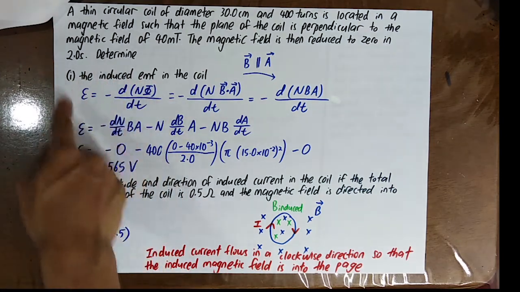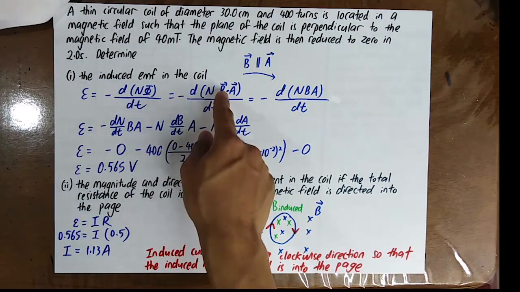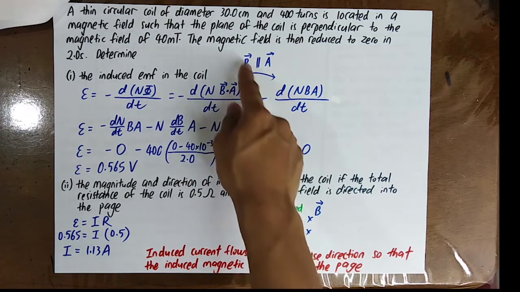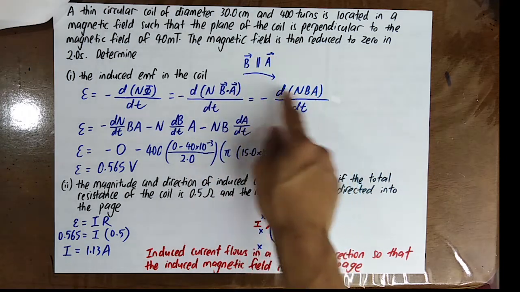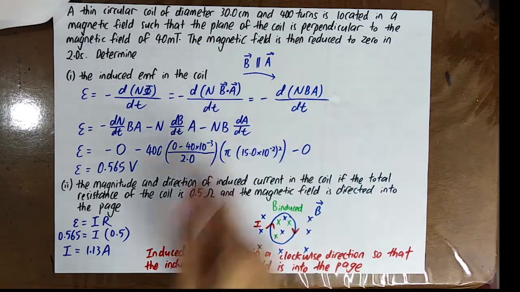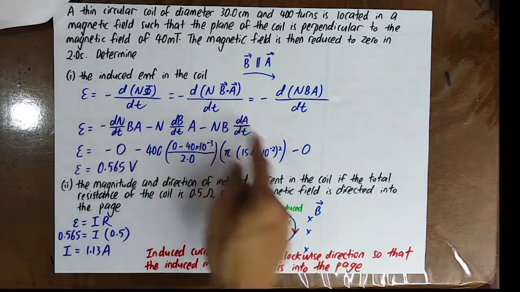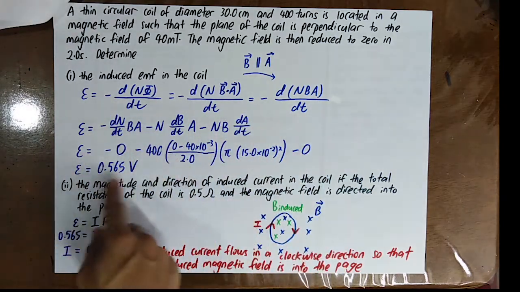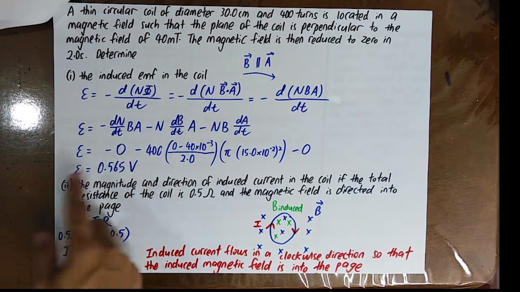Okay, by using this equation, you know that phi equals B dot A, and since B is parallel to A, you can get rid of the dot product. And then by using partial derivative, you get this. Okay, so you can get the magnitude of the induced EMF.